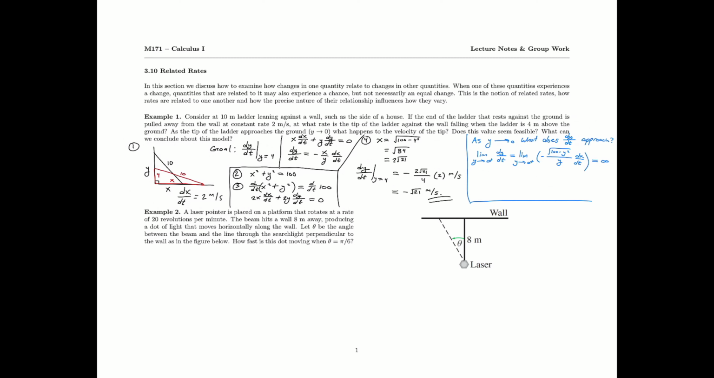Next we have example 2. A laser pointer is placed on a platform that rotates at a rate of 20 revolutions per minute. The beam hits a wall 8 meters away, producing a dot of light that moves horizontally along the wall. Let theta be the angle between the beam and the line through the searchlight perpendicular to the wall, as in the figure below. How fast is this dot moving when theta equals pi over 6?